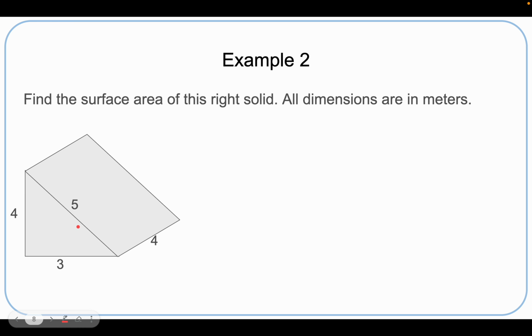So let's figure out the area of the triangle here that is on the side. Area of a triangle again is base times height, and then divided by 2. So that's going to be 4 times 3 is 12, divided by 2 is 6. Okay, so that's one of our triangles. And then we have the triangle on the other side. Again, 4 times 3, divided by 2.